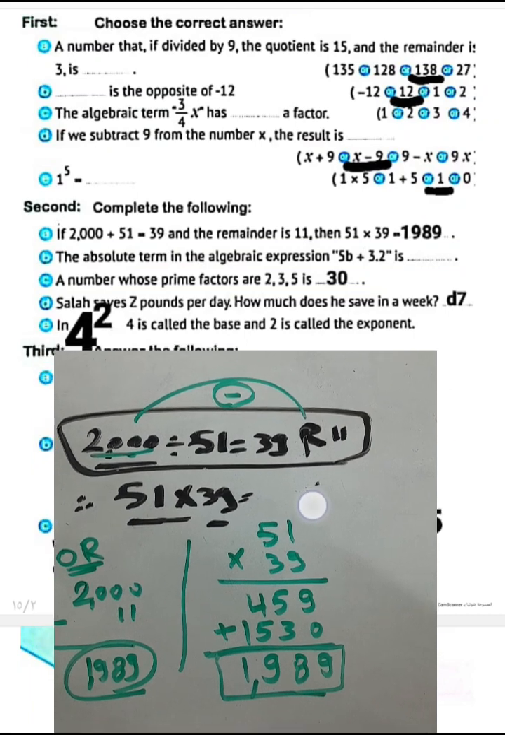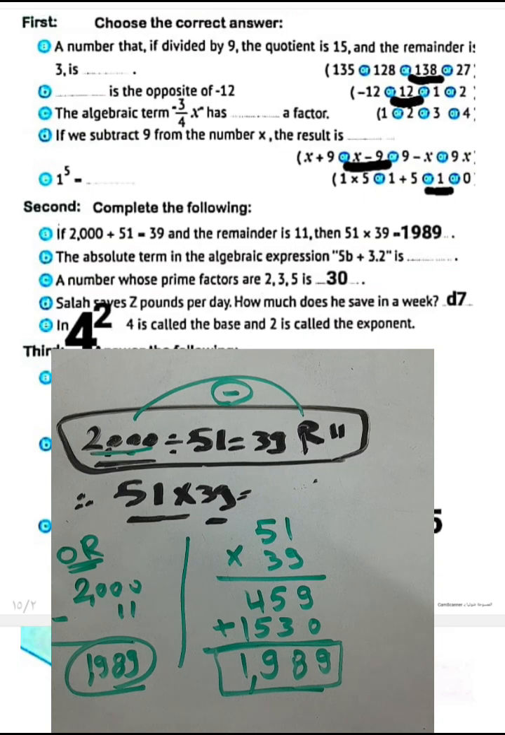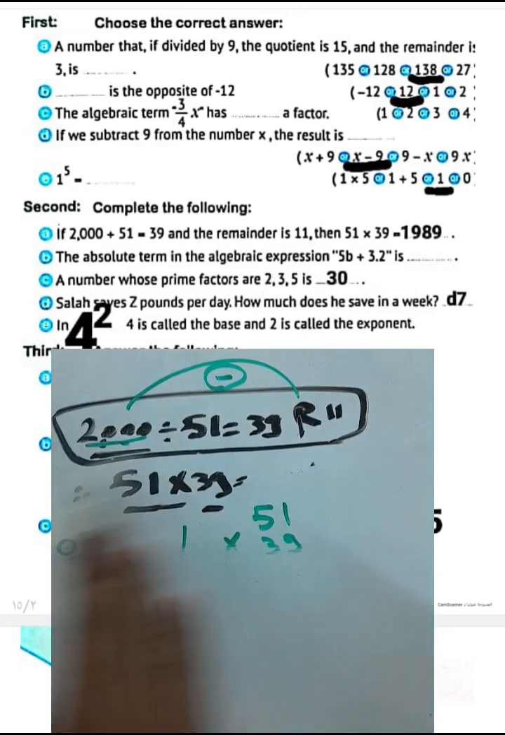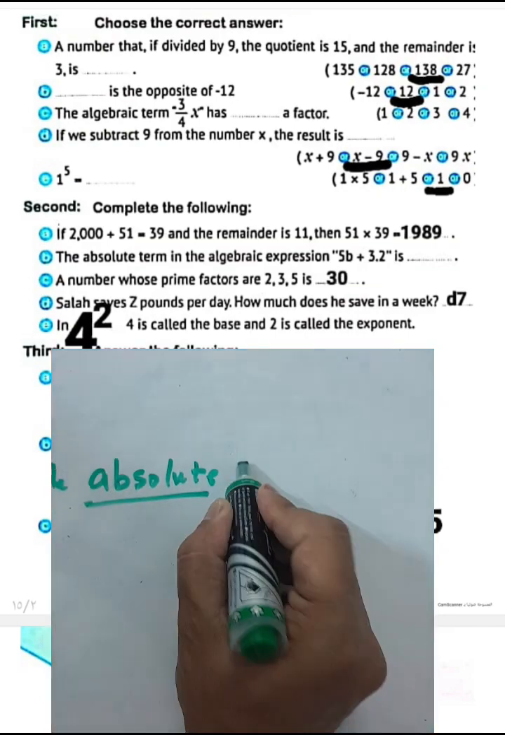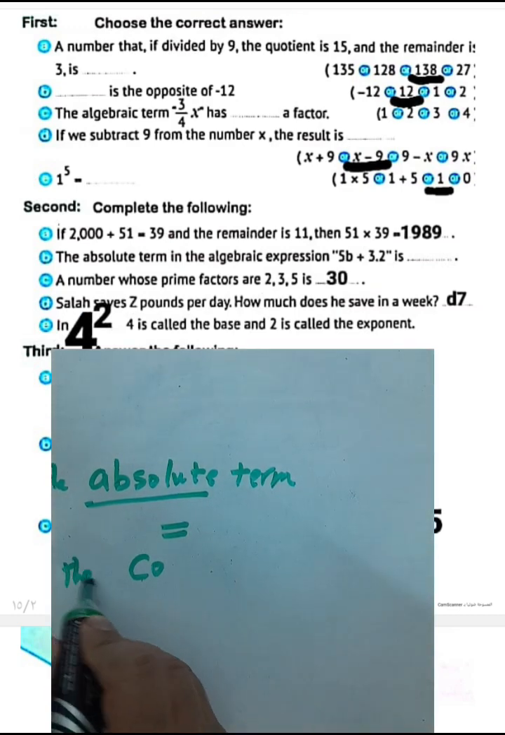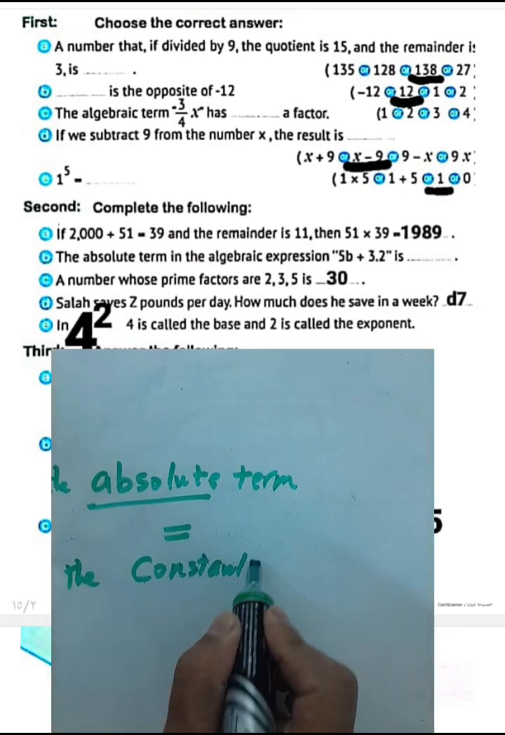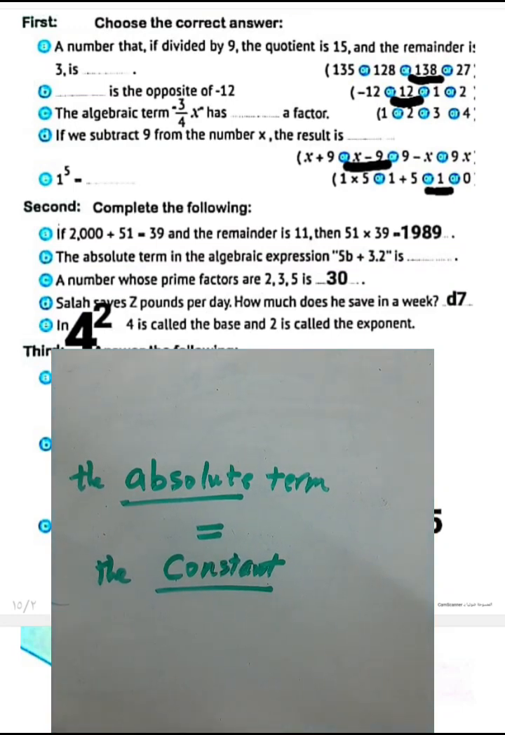Next question. Letter B. The absolute term in the algebraic term. Absolute term, we call it the constant. Okay, again, this word, absolute term, we call it the constant. Okay, the absolute term, its meaning, the constant in the algebraic term will be what?